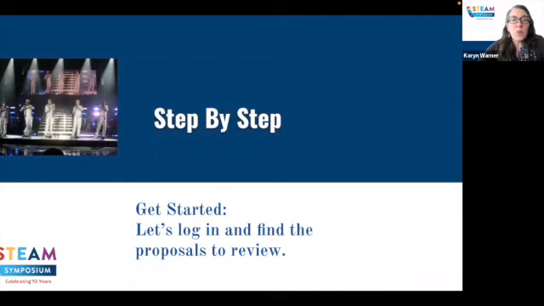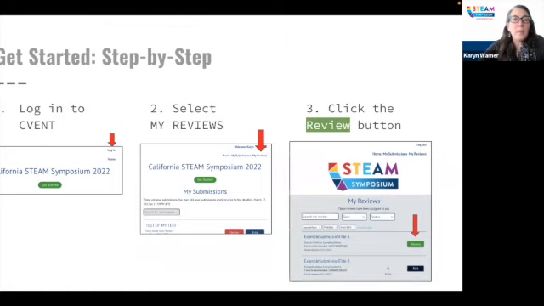So first, let's look at what are the steps to log in to find your proposals. I'm going to show you here just some screenshots so that you can get kind of an overview. You'll log into Sient, and you can see here where the login button is. If you have not been into the Sient portal before, you will need to create an account to log in. And then after you've logged in, you will click on My Reviews. And then after that, you'll see some proposals that I have selected for you to review, and you will just click on the Review button.